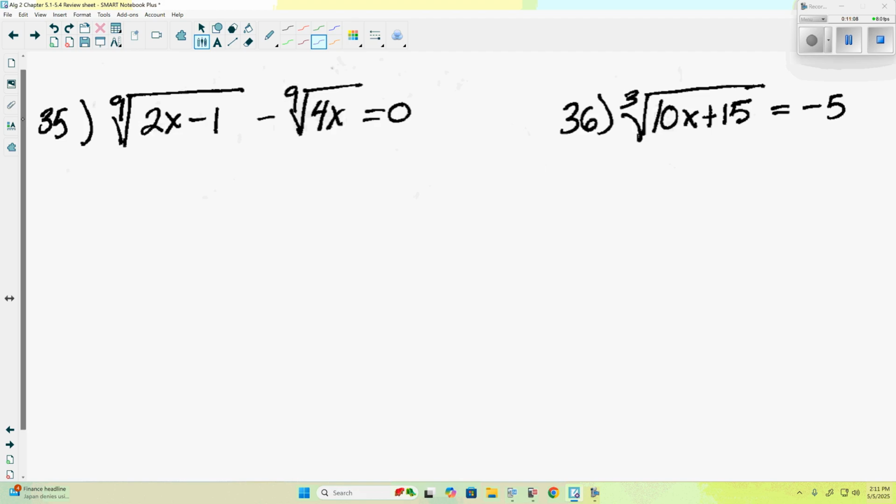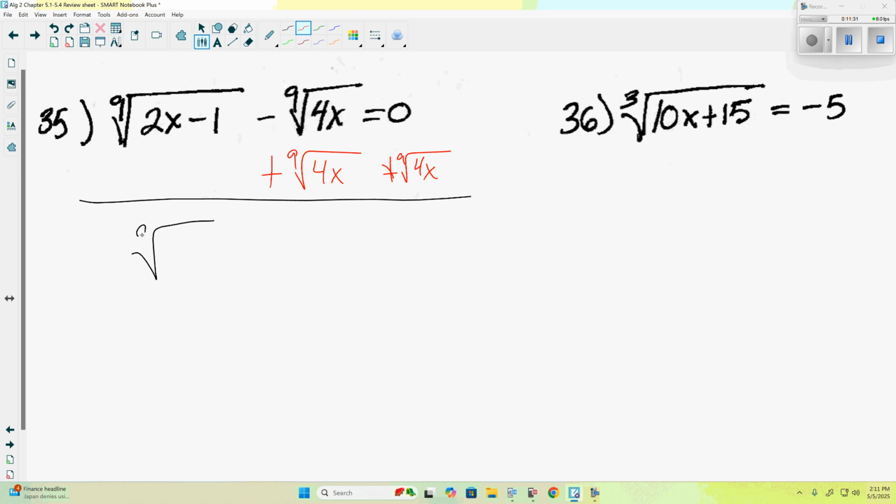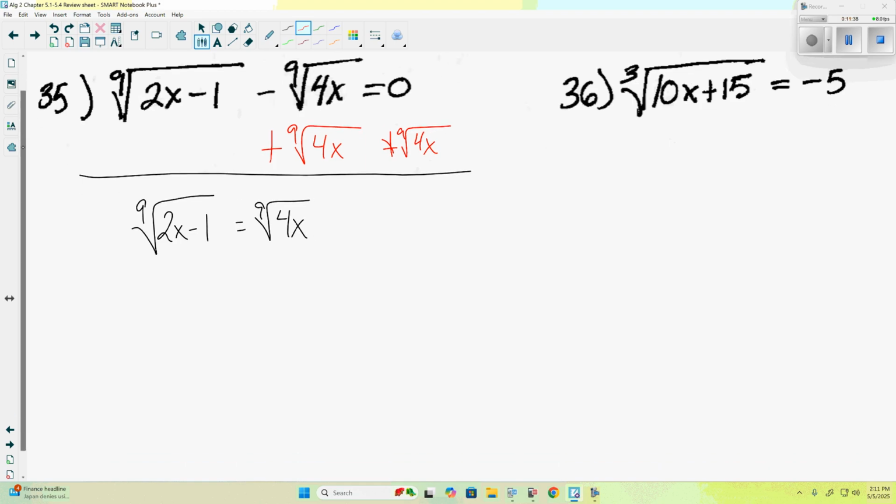35. Is there one radical? No. If not, even them out. So we're going to have to add. Well, we could subtract if we wanted to. I would prefer to add the 9th root of 4x to both sides. Because if we do that, we have the 9th root of 2x minus 1 is equal to the 9th root of 4x. Well, they're both positive. It makes it a little bit nicer to work with if they're both positive.